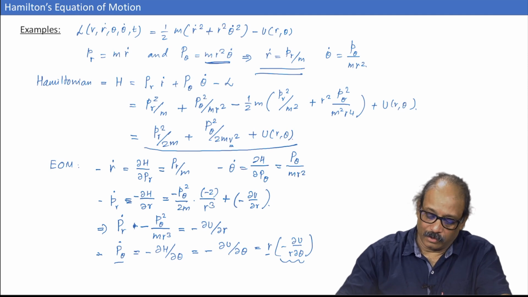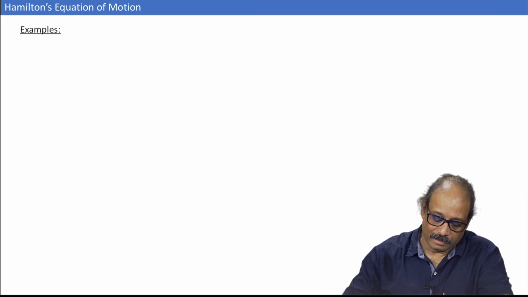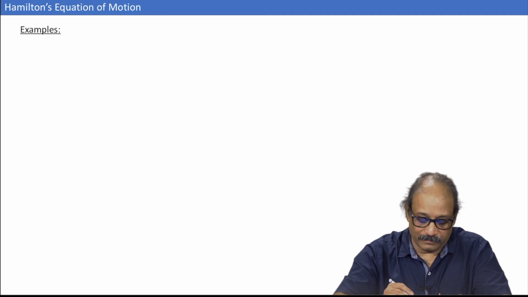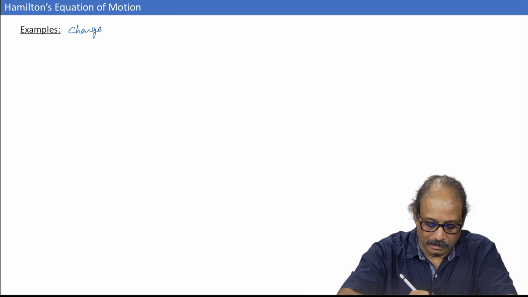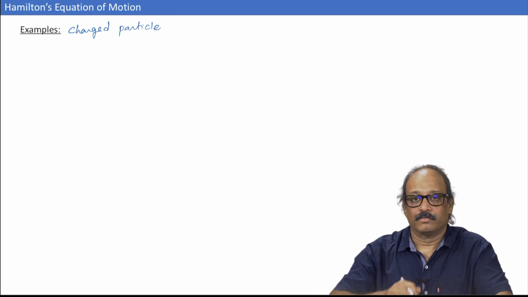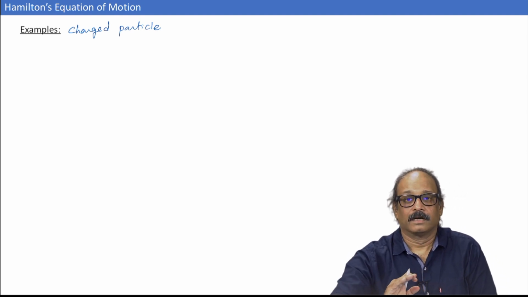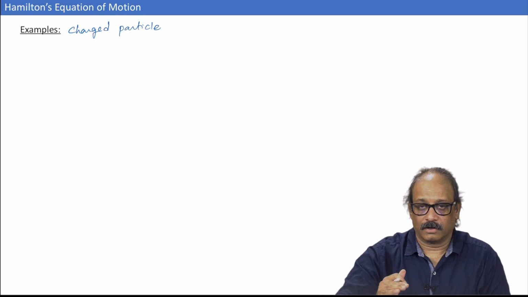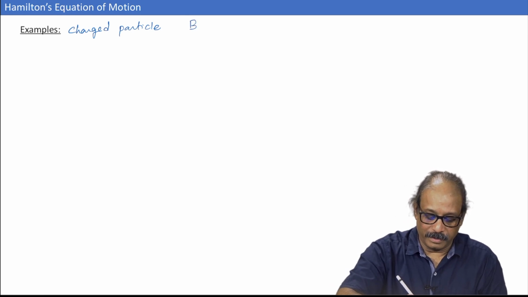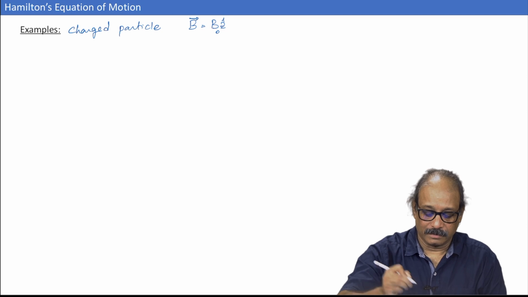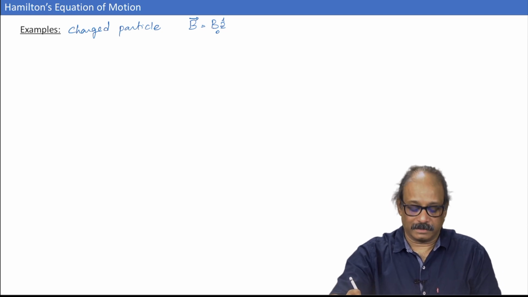Okay. One more example. Now, if you have a charged particle moving in a constant or uniform magnetic field. Okay. Let me choose B, which is in the direction of z cap. So, this B vector is in the z direction.